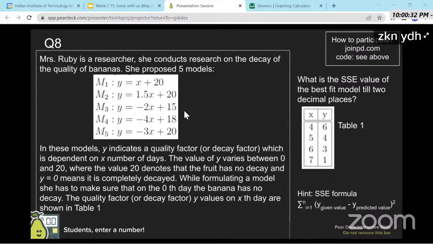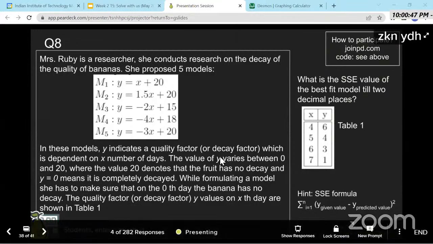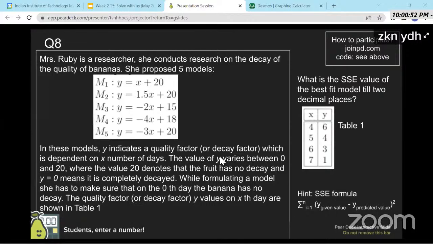This is what you will do, but it is a tedious task, because there are 5 models and these models are not very straightforward. When you substitute the values, you'll get some random answers. I want all of you to solve this particular question. Miss Ruby is a researcher. She conducts research on the decay quality of banana. She proposed 5 models, in which y indicates a quality factor or decay factor.